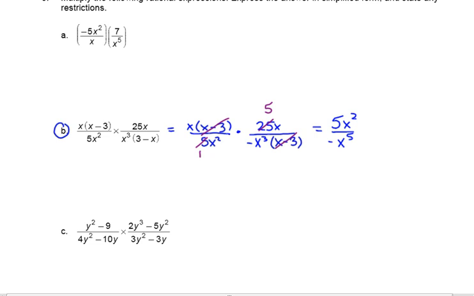Okay, can we still reduce? Yeah, what can we reduce? The x squareds, right? So we can subtract, so this will be 5 over negative x cubed. Take away an x squared from both. And NPVs, x can't be equal to 0 and 3.